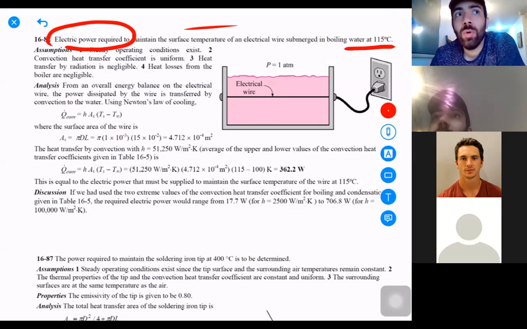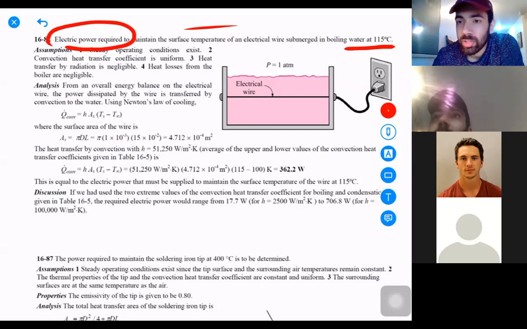So what is the only way of heat transfer I would have here? I think the only one is convection, because in terms of conduction, you don't have any other solids besides this wire. So that could be considered negligible.